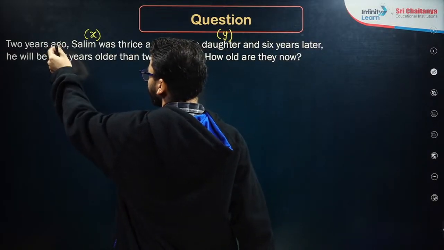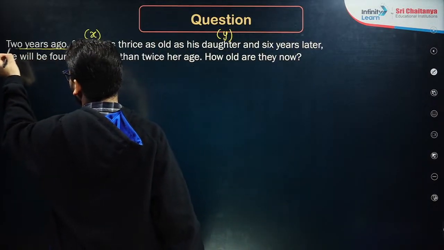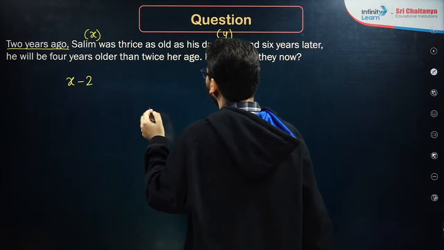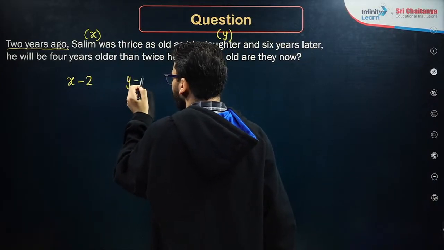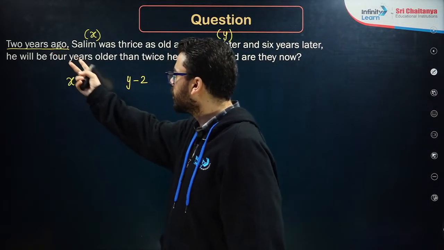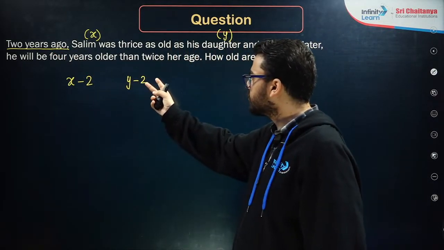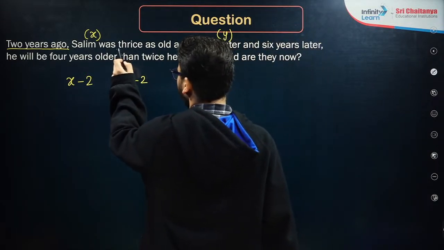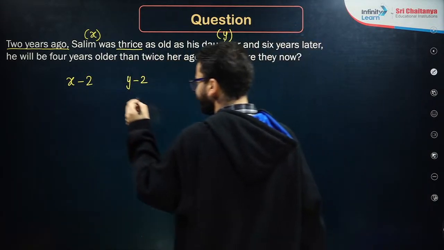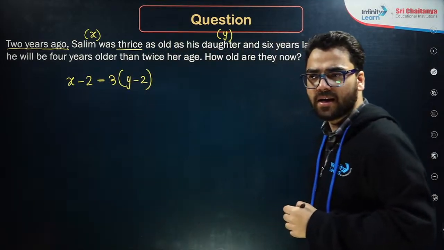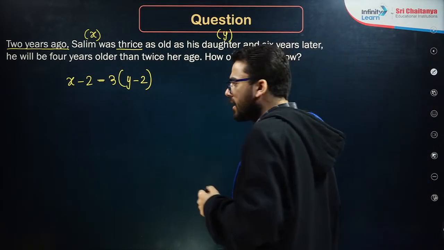So you see, 2 years ago, the moment you see 2 years ago, it means you're talking about Salim's age 2 years ago and his daughter's age as well 2 years ago. Got that? Salim was thrice as old as his daughter. So this is 3 times as old as his daughter. Is that clear?